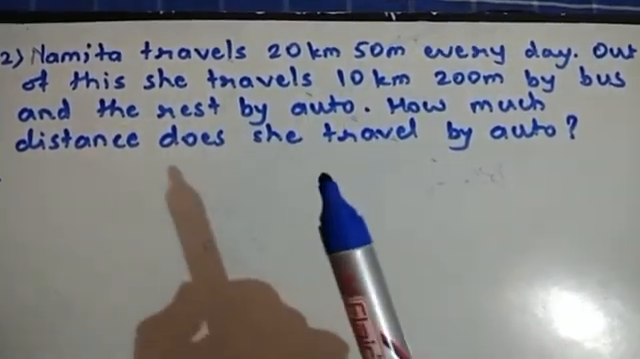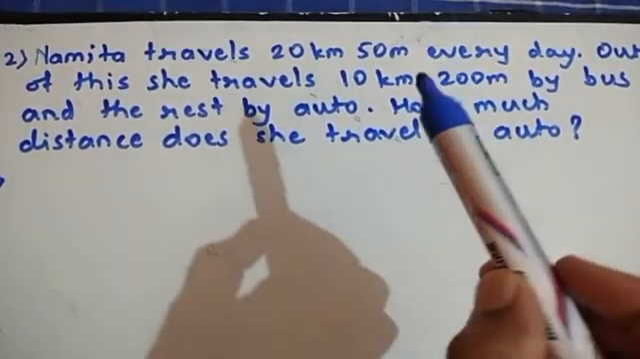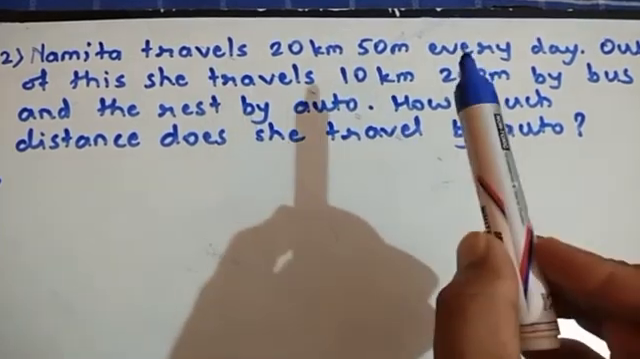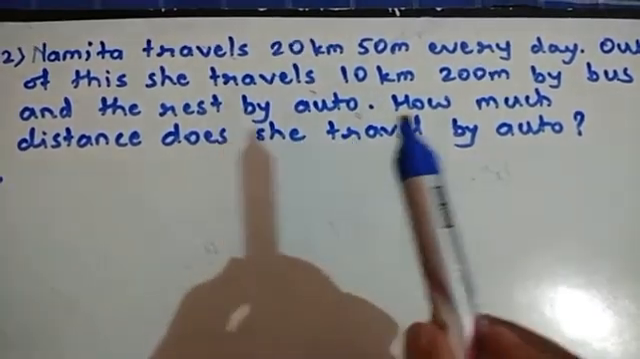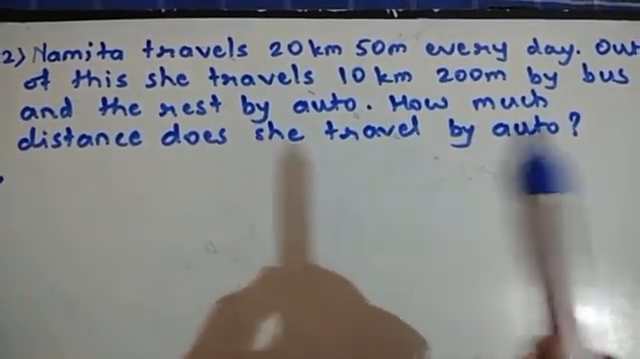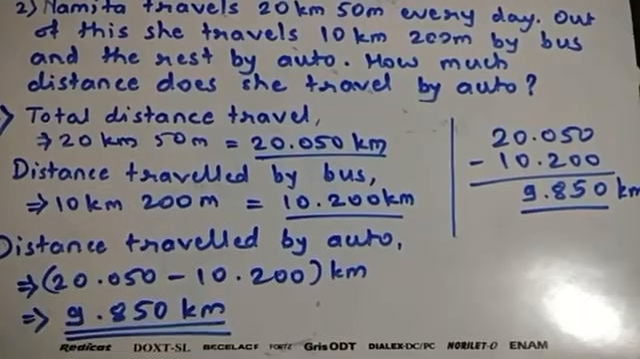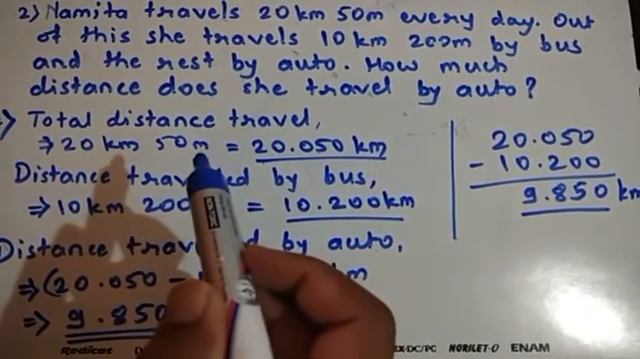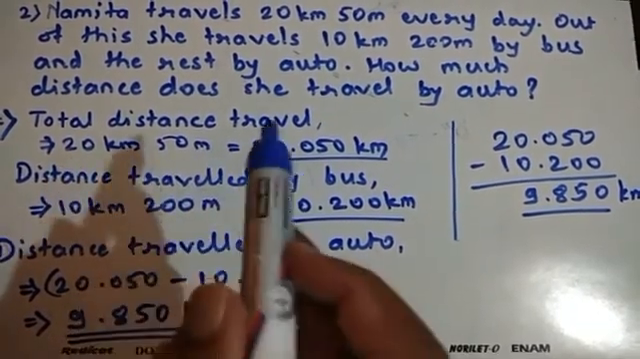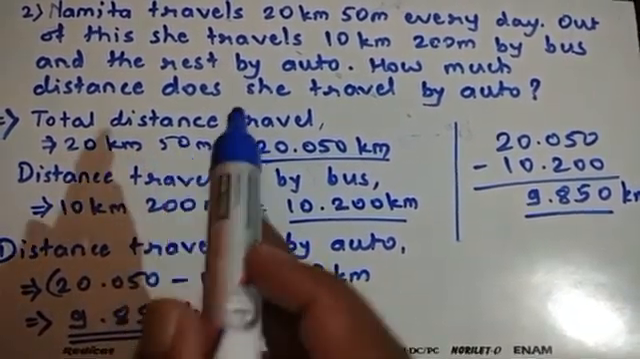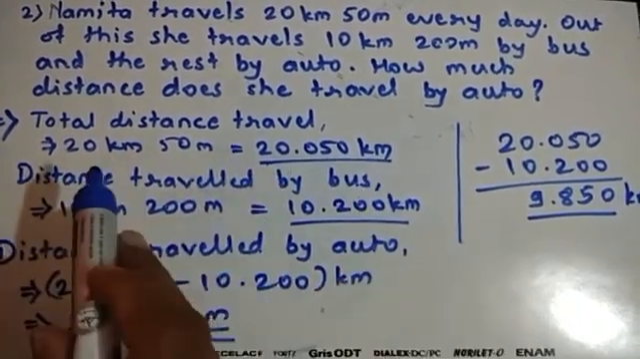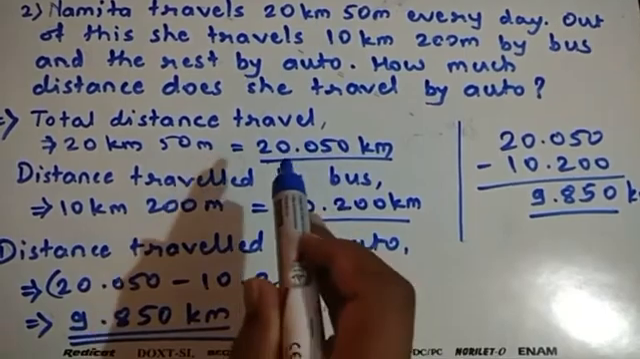Okay. So to find out that, we have to subtract distance traveled by bus from the total distance she travels. Okay. So whatever difference we'll get, that will be the distance she travels by auto. Therefore total distance travel, that is 20 km 50 meter. So meter to kilometer, we have to divide this meter by 1000. Therefore it will become 0.050 kilometer. Now 20 kilometer plus 0.050 kilometer is 20.050 kilometer.